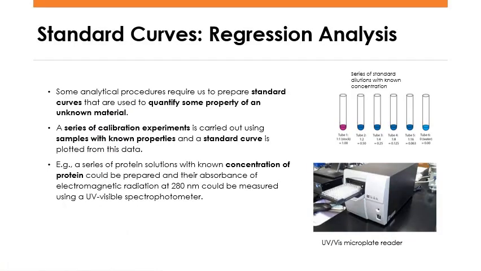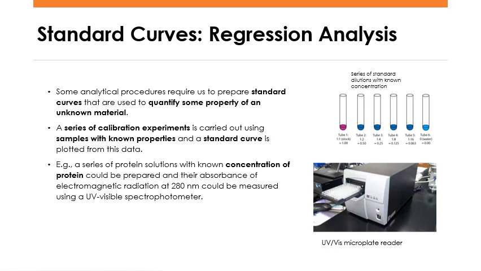In some analytical procedures, it requires us to prepare standard curves that are used to quantify some property of an unknown material. A good example for this is the Lowry method to measure protein concentration. The technique itself is based on absorbance. The reagent will bind to the proteins and change into a colored product. So the more intense the color of your sample is, the higher the concentration of the protein.